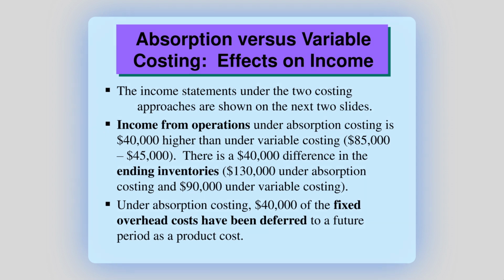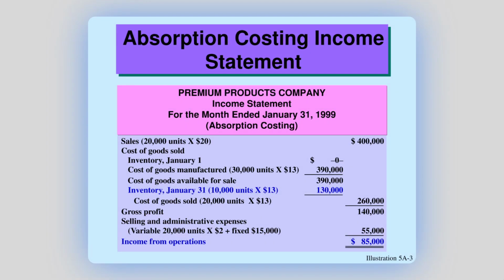To prove that we are correct, here is your income statement under absorption costing. You have your sales, 20,000 times 20, which is given. You have 400,000. And you have your cost of goods. This is the long cut, class. You have 0, the cost of goods manufactured, 30,000 times 13, you have 390. The cost of goods available for sale is 390. In the ending inventory you have 10,000, 10,000 times 13, you have 130, so you have 260.